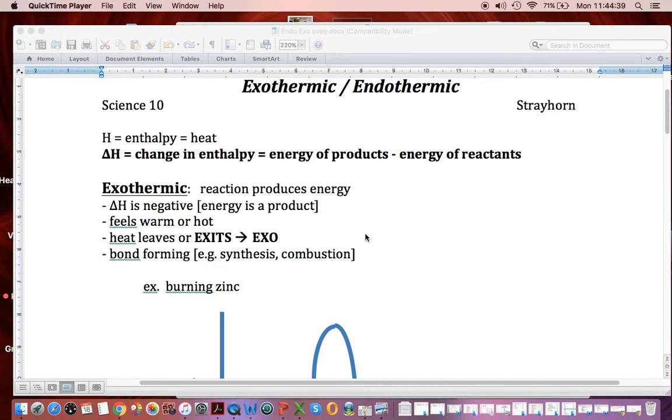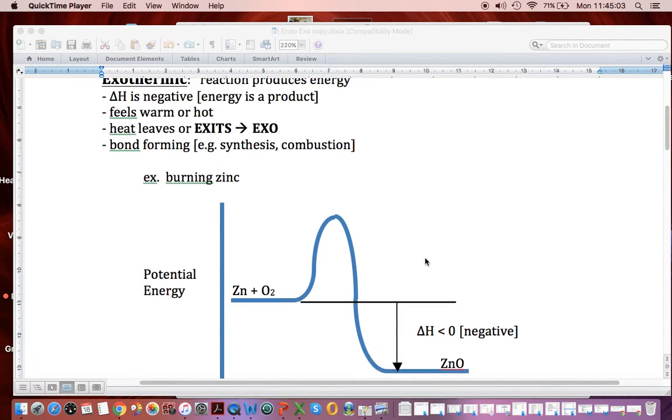The heat is trying to leave, it's trying to exit, it's trying to go to the surroundings, and that's why I write exothermic above the door, as the heat's trying to leave, just like you try to leave when you're sick of this class. Now, when we form chemical bonds, usually that is going to be an exothermic process. And so synthesis and combustion reactions tend to be exothermic.